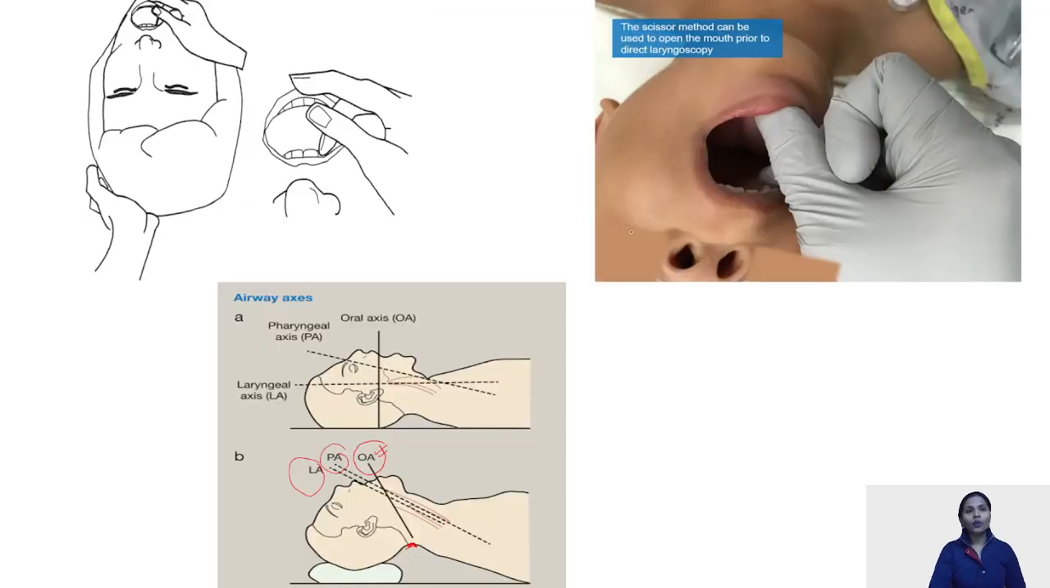How do we open the mouth? We keep one hand over the forehead, and the right hand fingers are used to open the mouth. Done. This is how you move the chin in a downward direction. One is this method. The second method which is asked is the scissoring method. The scissoring method is used to open the mouth during intubation. This is how you form a scissor and open the mouth.